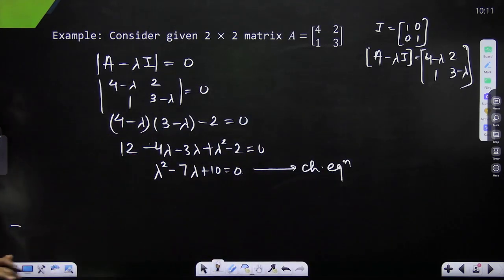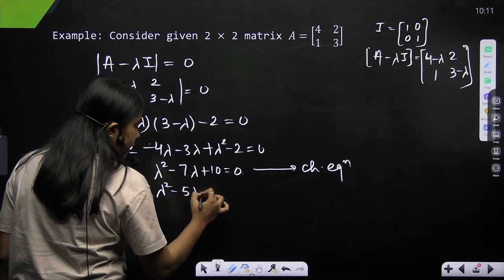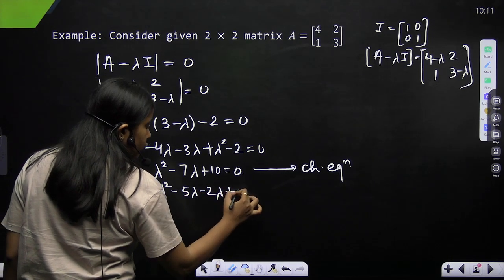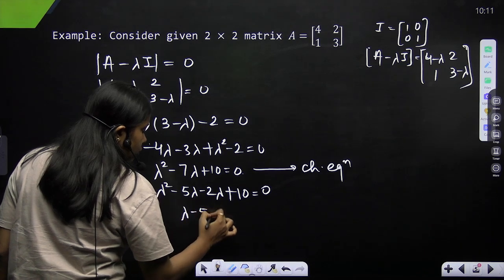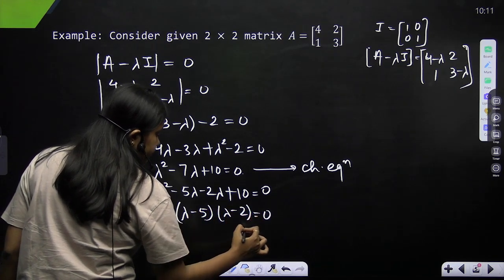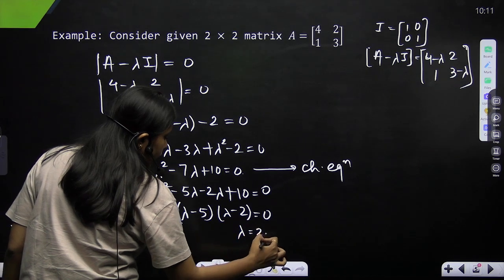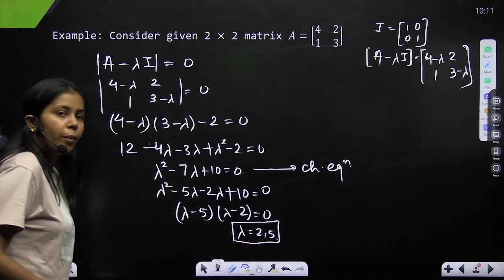Now for eigenvalues, what do I need to do? I need to solve this equation. So let's find the roots. Everyone knows how to find roots of a quadratic equation. You should know how to find roots of quadratic and cubic equations. I just did the factorization. So I got eigenvalues 2, 5.